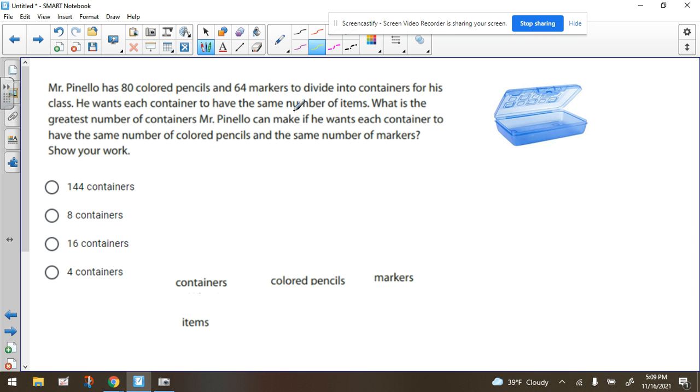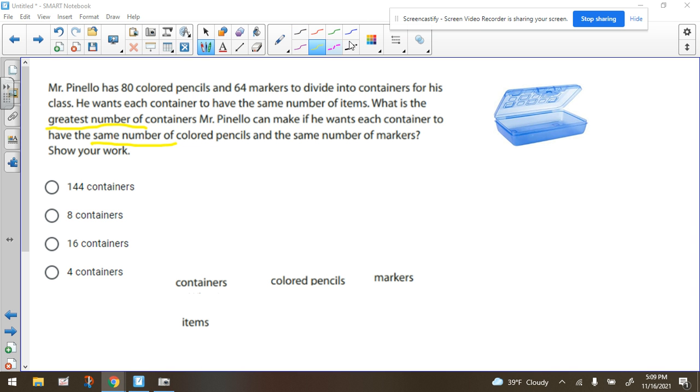Now, whenever you see a complex problem like this, it's a good idea to make sure you identify all the labels that they have. So I see the word containers, I see the word colored pencils, I see markers, and I see the word items. Now, the other thing that you should look for, do we have the words greatest number of, and do we have the same number of in the problem? And the answer to that question is yes, we have both of those words. So usually when you see both of those things, then you know we're probably going to be dealing with the GCF, or the greatest common factor.